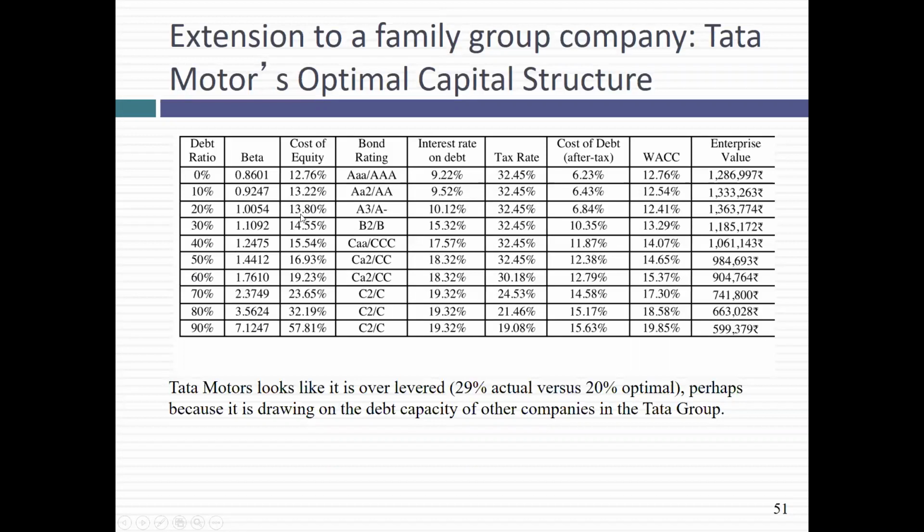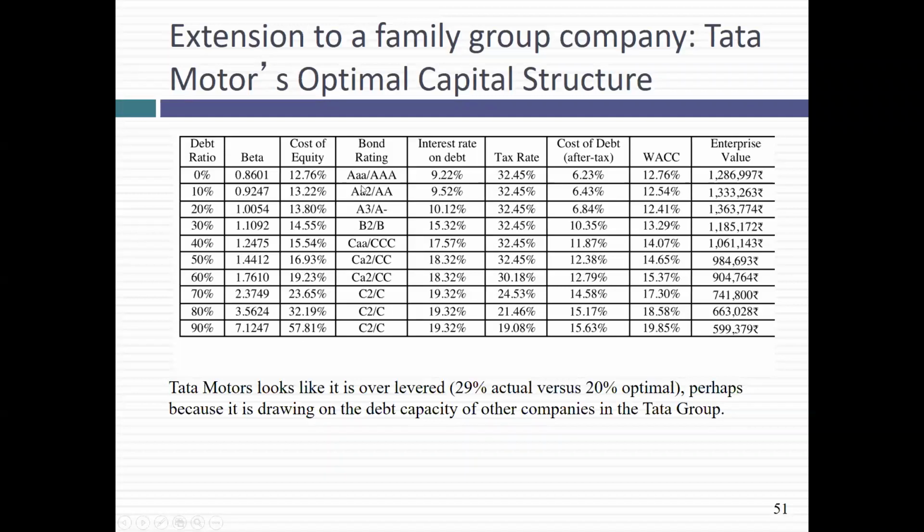Next, we're going to estimate the cost of equity. Cost of equity is going to be a function of the beta, the equity risk premium, and the risk-free rate. Now, only the beta is changing here. The equity risk premium and the risk-free rate are staying constant through each of these calculations.